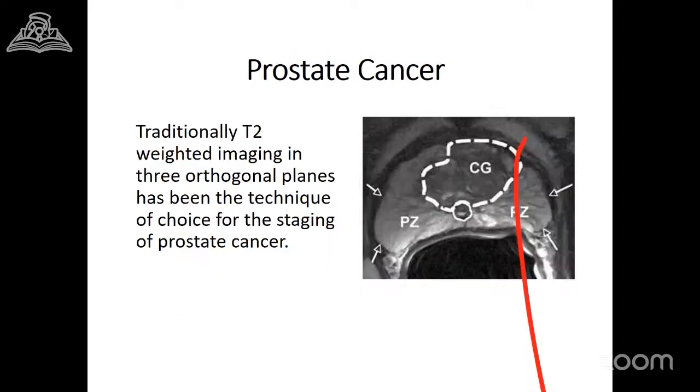Traditionally, T2 weighted images in three orthogonal planes have been the cornerstone technique for staging prostate cancer. On T2 weighted images, prostate cancer typically appears as an area of low signal intensity with irregular contours, which may distort the normal gland shape. As seen in this image, this helps in evaluating local tumor extent and possible extracapsular spread.